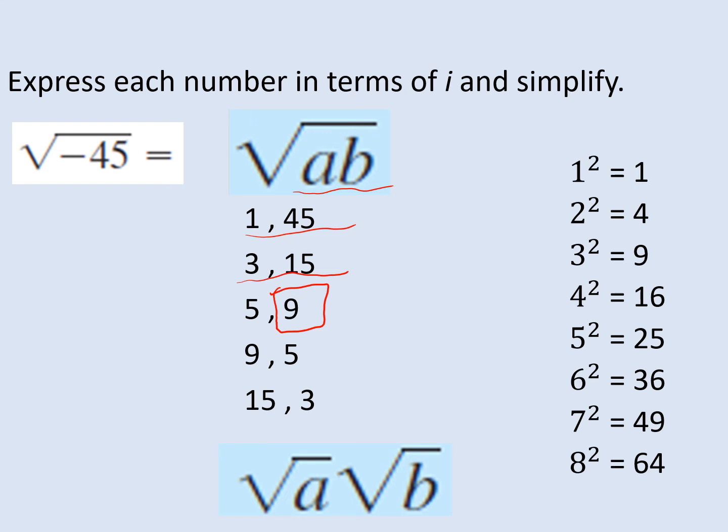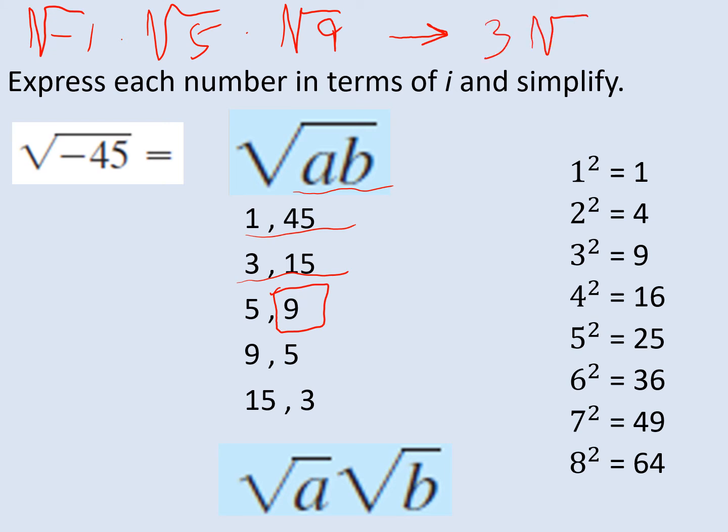So we can write it as the square root of negative 1 times the square root of 5 times the square root of 9, and that will simplify to 3 times the square root of 5, j, or i. However you choose to write it is fine. But if you're going on to electronics, I encourage you to write it as j and not i.